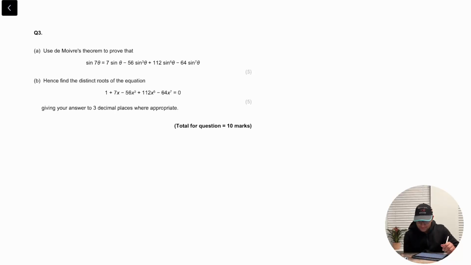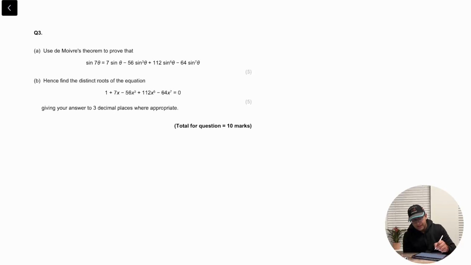So, sine 7 theta, we have to prove that sine 7 theta equals 7 sine theta minus 56 sine cubed theta, plus 112 sine to the 5 theta, and so on and so forth. So this is a very standard question, which typically requires a lot of working, and I'm sure this one's going to be the same thing.